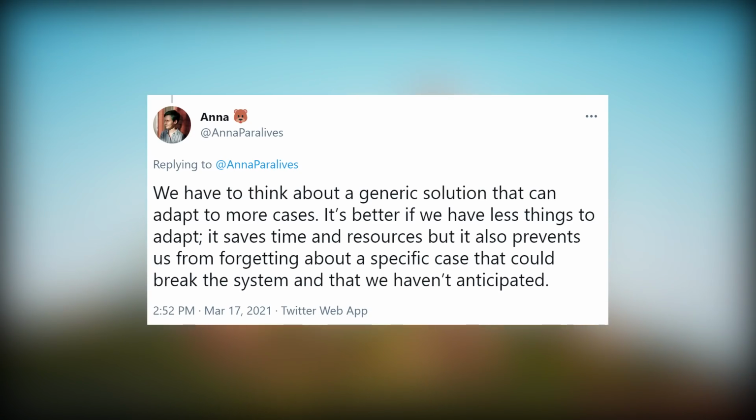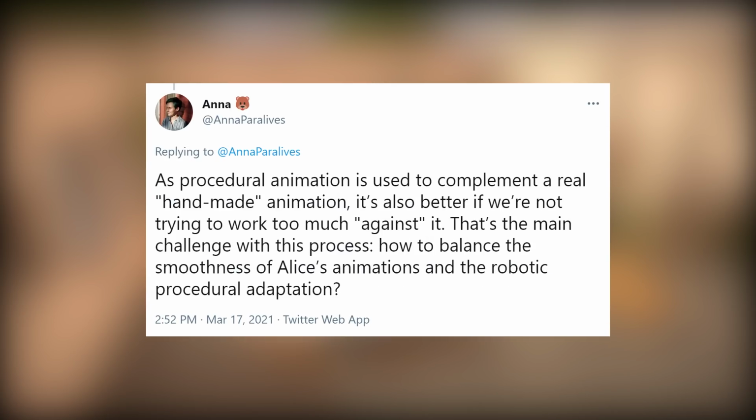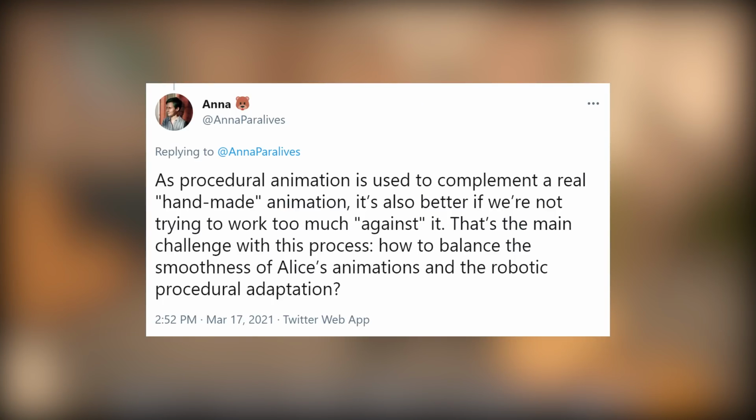We have to think about a generic solution that can adapt to more cases. It's better if we have less things to adapt. It saves time and resources, but it also prevents us from forgetting about a specific case that could break the system and that we haven't anticipated. As procedural animation is used to complement a real, in quotes, handmade animation, it's also better if we're not trying to work too much, in quotes, against it. That's the main challenge with this process: how to balance the smoothness of the animations and the robotic procedural adaptation.